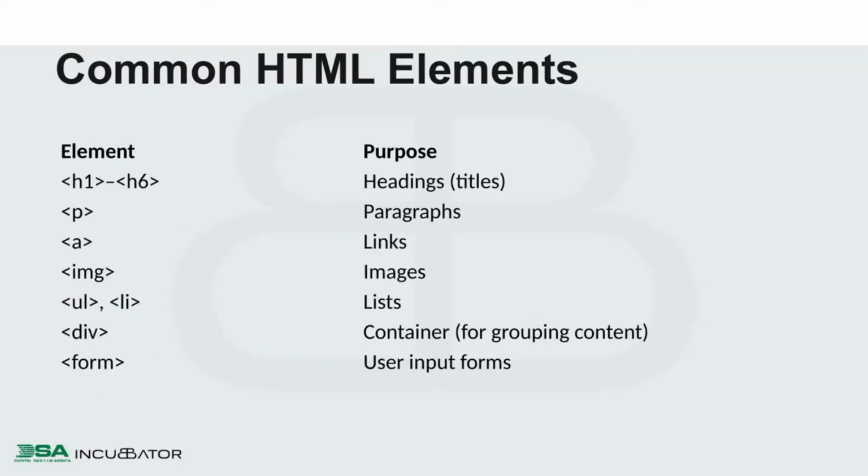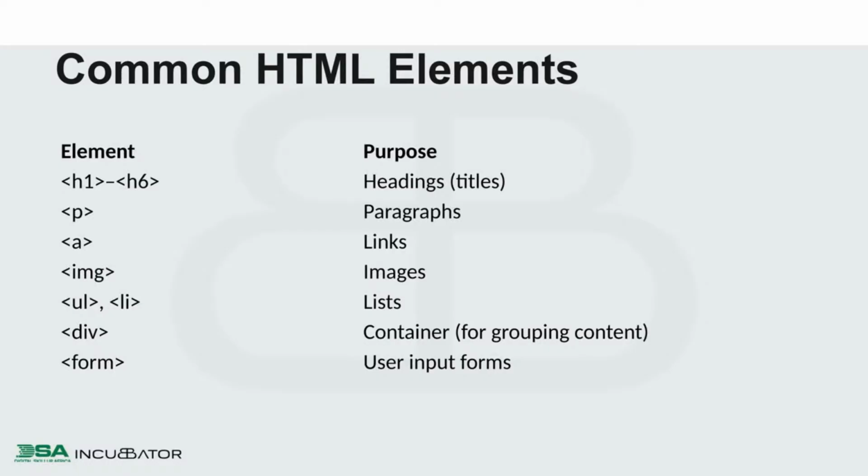Okay, so let's proceed. I'll be going to common elements. So we have H1 to H6, like the example I displayed not long ago. Those are heading tags, headings and titles. Your P element is paragraph. Your A anchor is for links. Your IMG is for images. Then you have your UL and LI, unordered lists and ordered lists, like your numbering and bullets. That is what they are for.